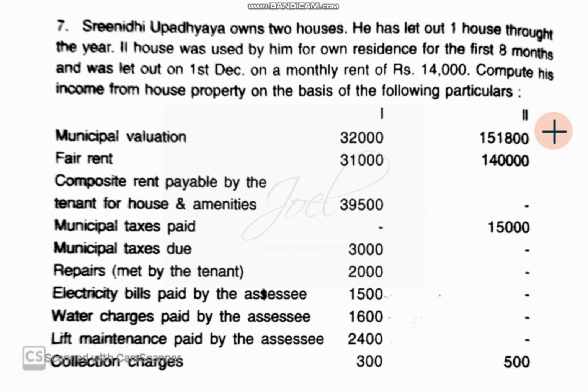From that we have to deduct municipal taxes if they are paid. Yes, municipal tax is paid here. The amount is 15,000, that we will deduct. Whatever answer we get, that is the annual value. On the annual value, we will deduct the 30% standard deduction. Interest on housing loan is not there, so whatever answer we get, that is our final answer. So that is the thing. We'll see the solution.